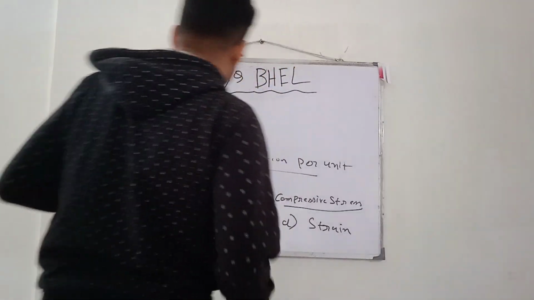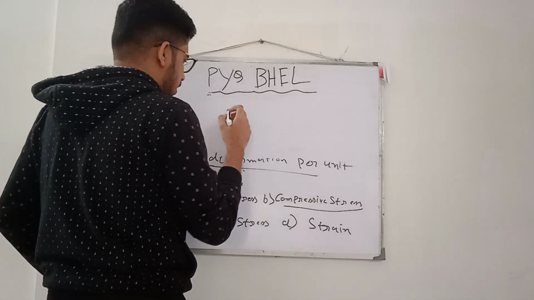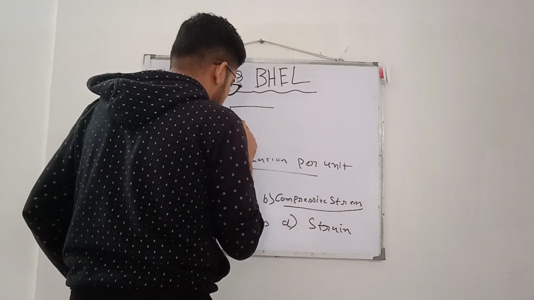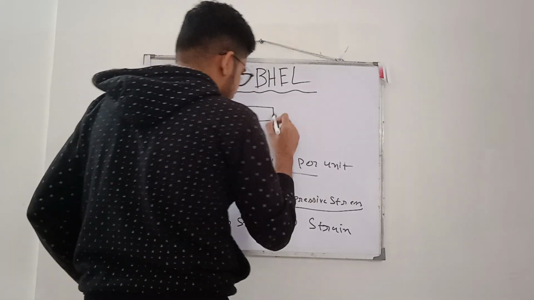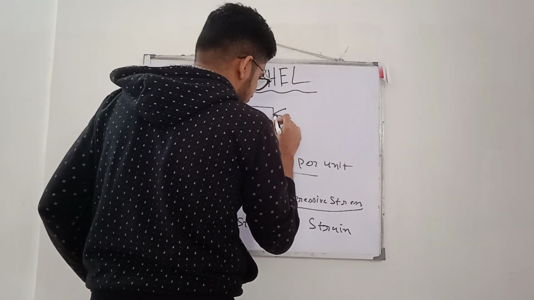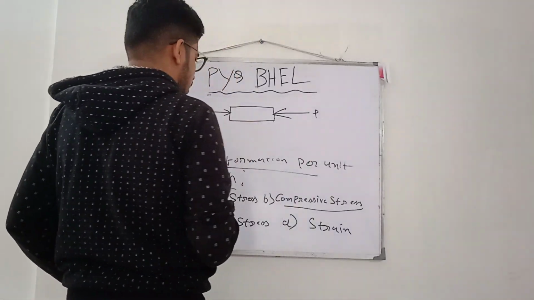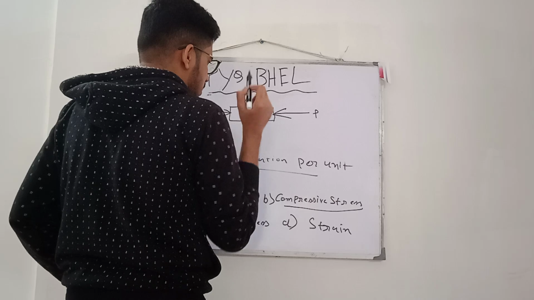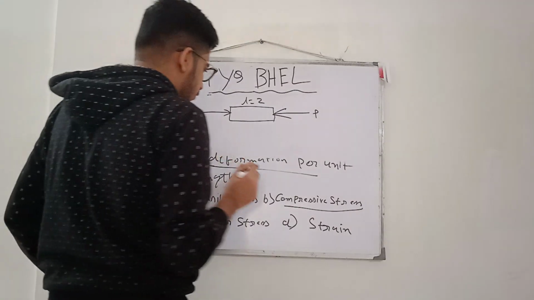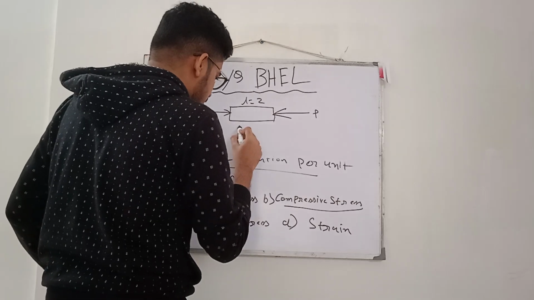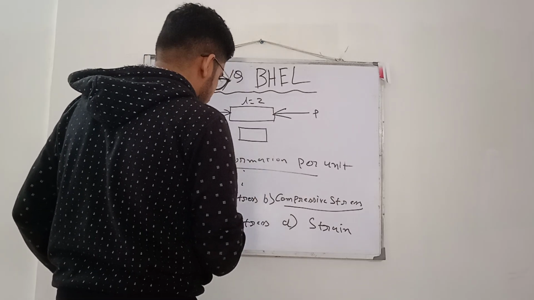So this is a tensile stress. Suppose we are giving a force P to this material in this direction. Suppose its length is 2 meter. After giving this certain force, the material became like this.